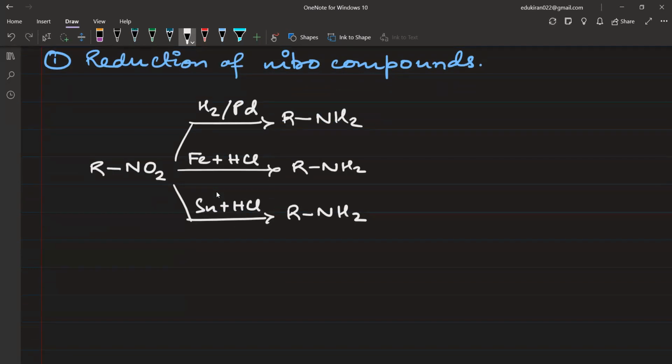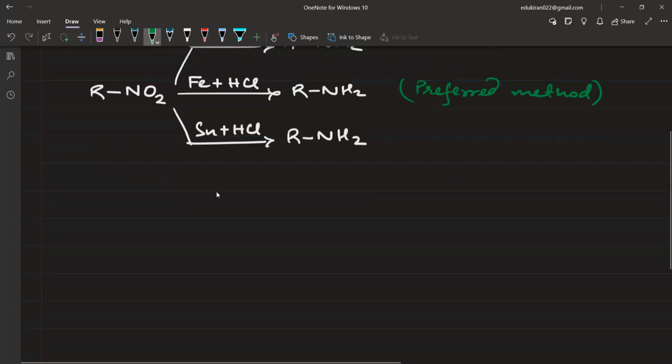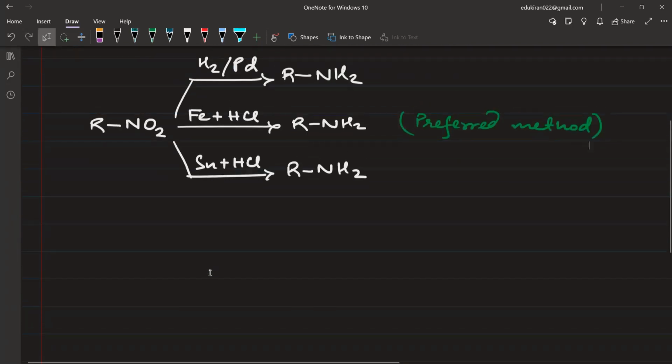Okay. Now Fe plus HCl, this is the preferred method. Why is it the preferred method? Because when you use Fe plus HCl, one byproduct is FeCl2, and that byproduct on hydrolysis once again gives HCl. So we need to start with very little HCl, because one of the products also gives us HCl on hydrolysis. That is why it is the preferred method of preparation.